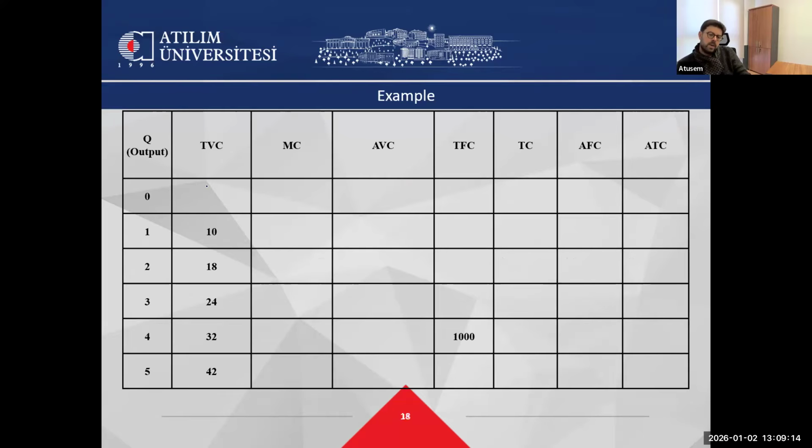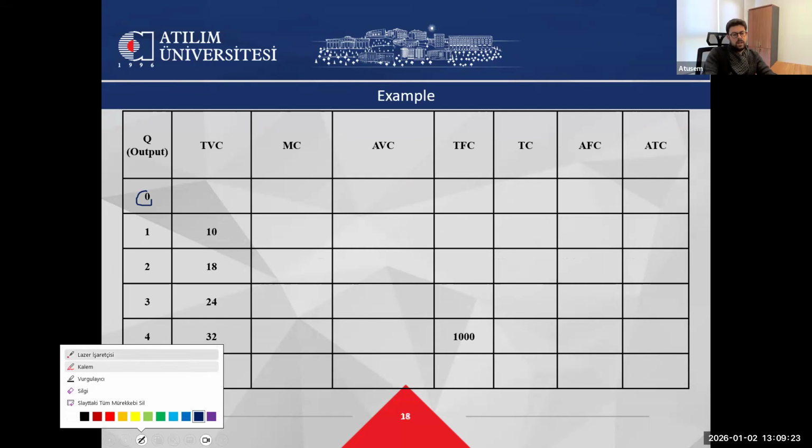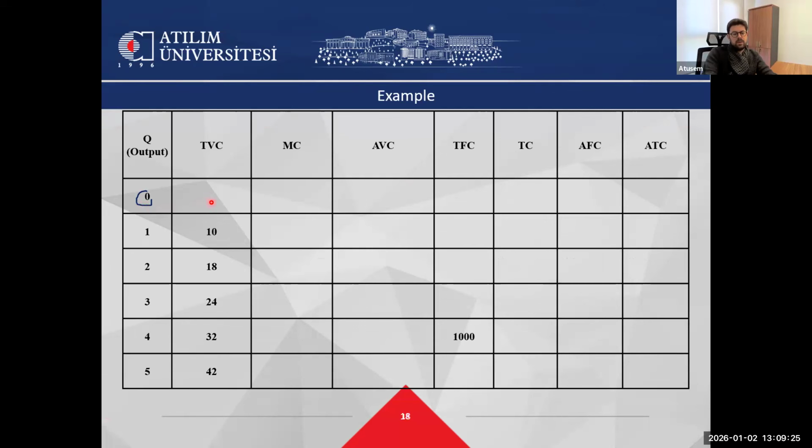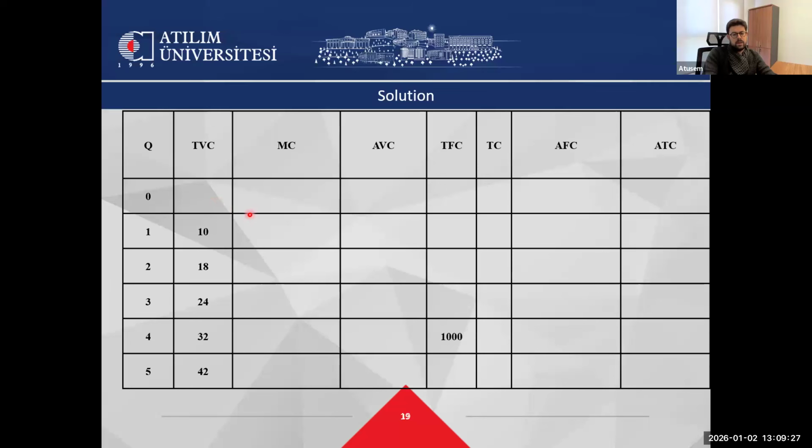The same. I said at zero level, total variable cost is 0. Then we are able to calculate the marginal cost. The change in quantity is 1, so I can look at the changes of total variable cost. This is 10, 8, 6, 8, and 10.